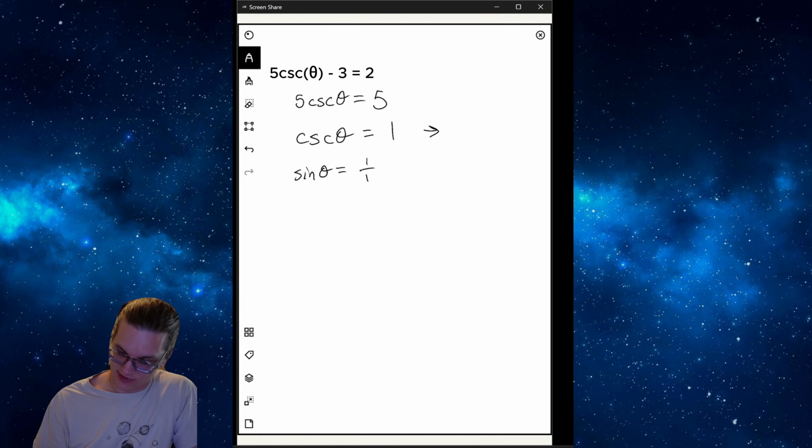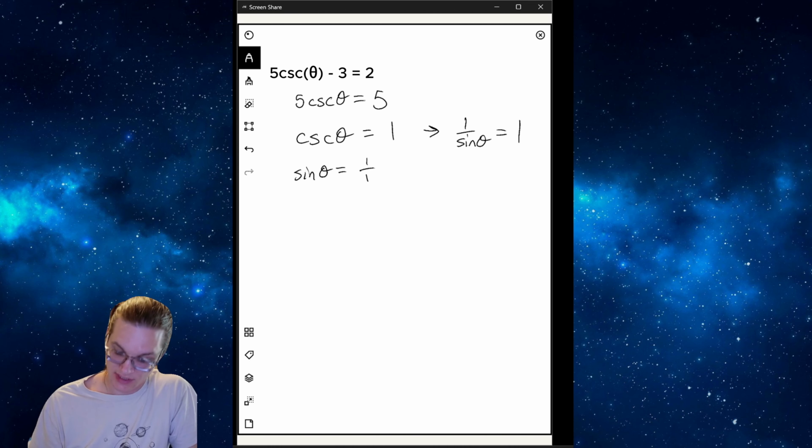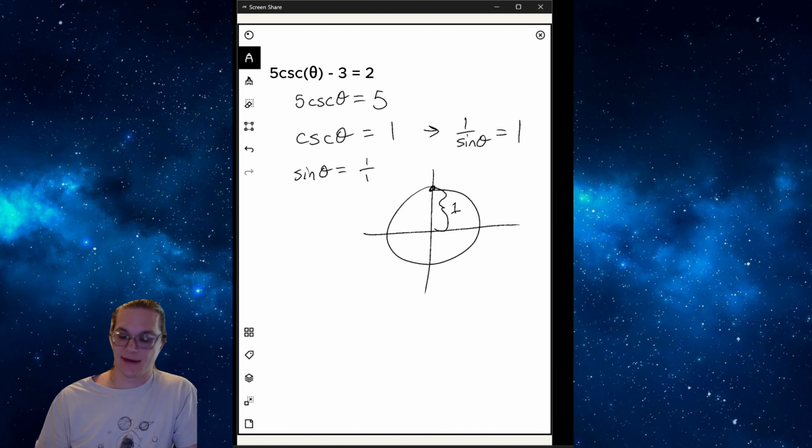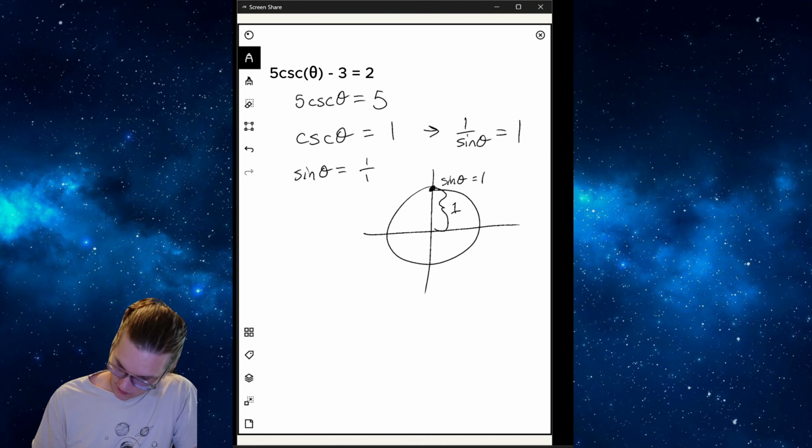I kind of skipped a step. What I'm saying is 1 over sine of theta equals 1. When is that true? It's also when cosecant equals 1. So when is sine of theta equal to 1? It's right there. That's a height of 1. So sine of theta is 1 here, and that's at pi over 2.